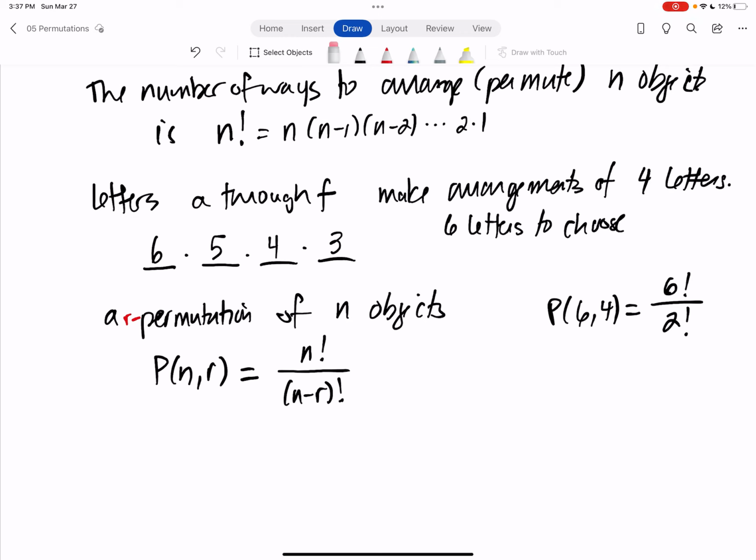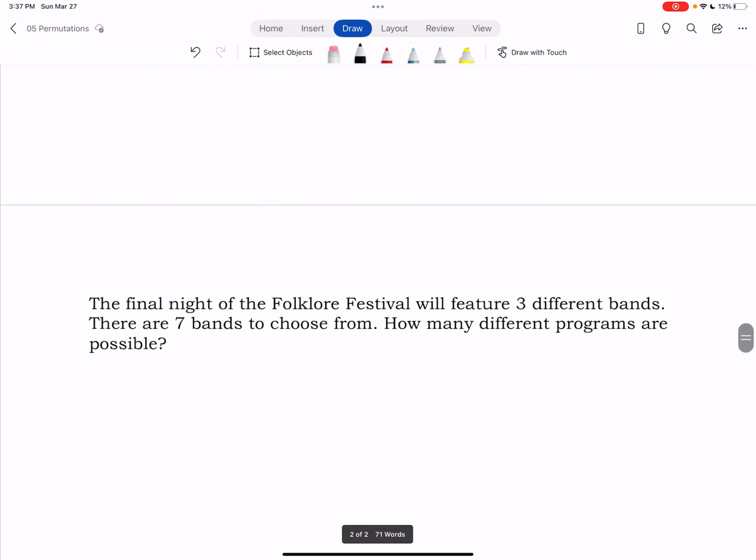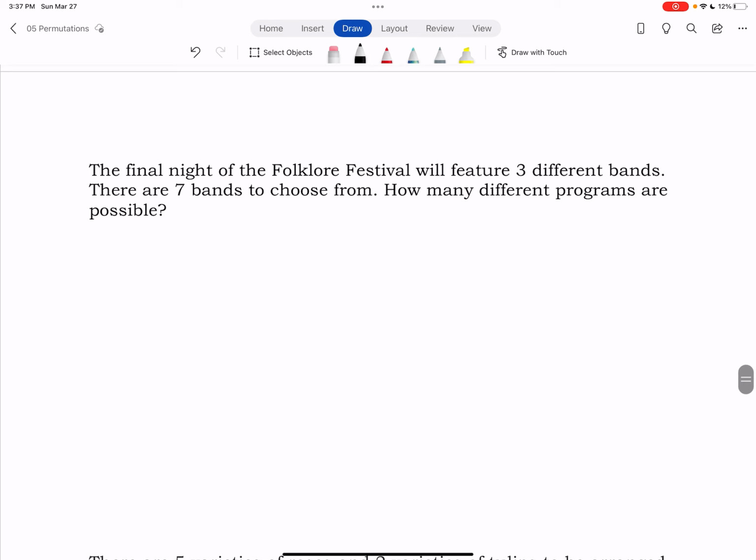In Desmos, there's a button for this, so you can use that as well. Let's do a couple of examples. The final night of the Folklore Festival will feature 3 different bands, and there are 7 bands to choose from. How many different programs are possible? So if we put Green Day first, or we put Green Day last, this is a different concert, right? I mean, they're probably not playing at the Folklore Festival, but understand that a program means that the order we arrange the bands matters.